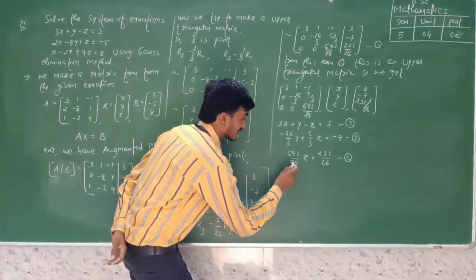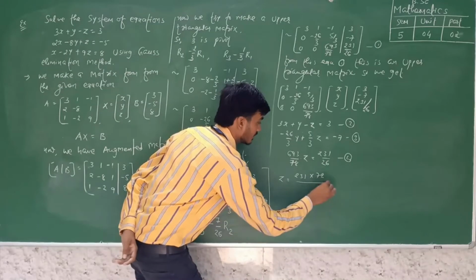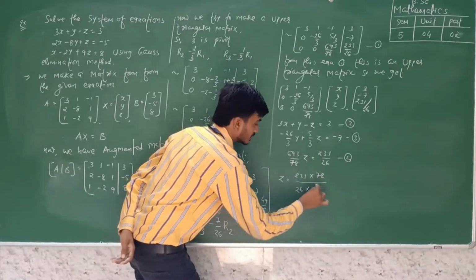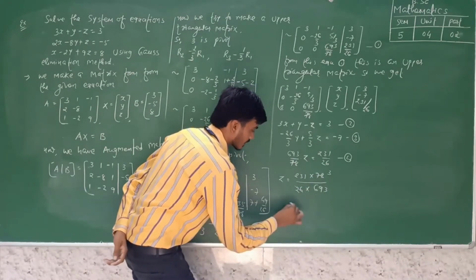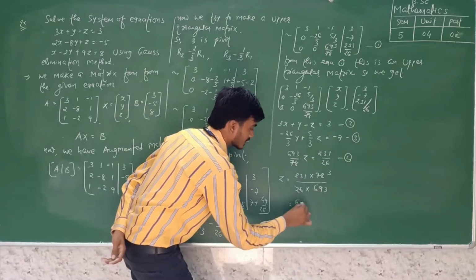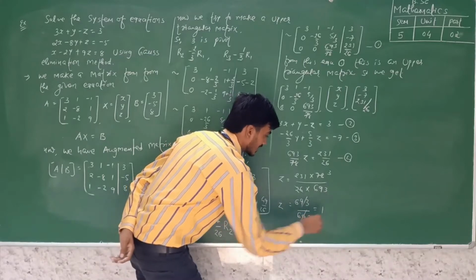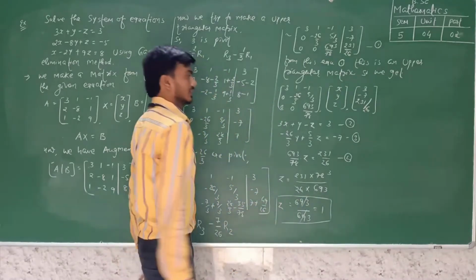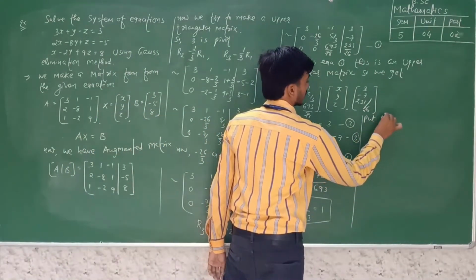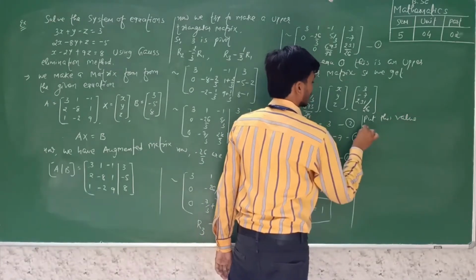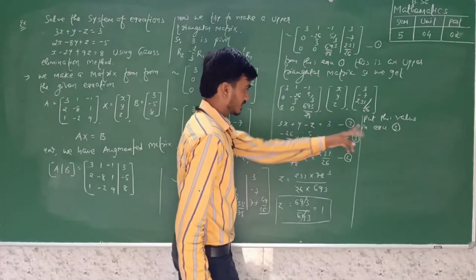So z is equal to 231 multiply 78 upon 693 divide 26. 26 into 3, 231 into 3, that means 693 upon 693, which is 1. So z is equal to 1. Put this value in equation number 3.